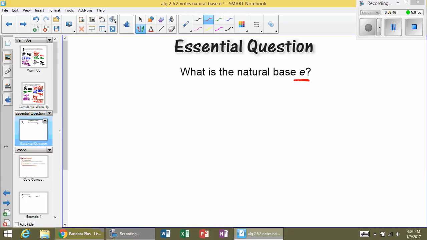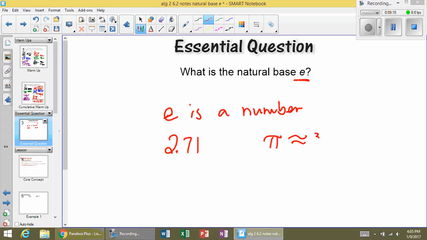And I know you're like, E? What is E? E is a number. Besides being a letter, which can be used as a variable in math, we have discovered a number that's called E. And it's a number that happens naturally. It's approximately 2.71. Just like we have pi is approximately 3.14. E is approximately 2.71.